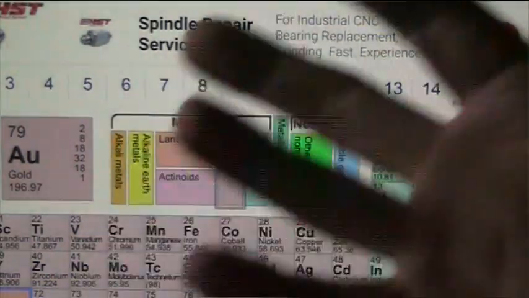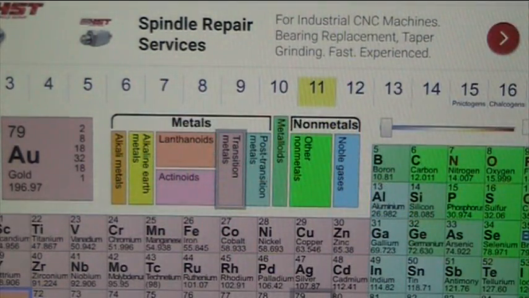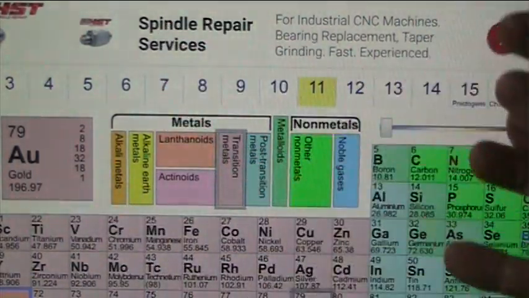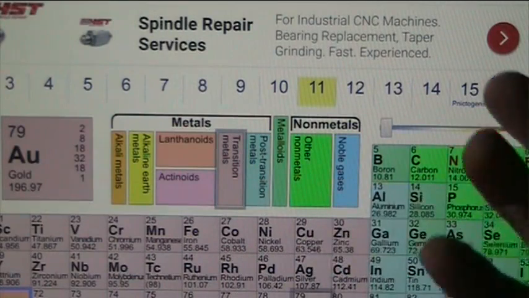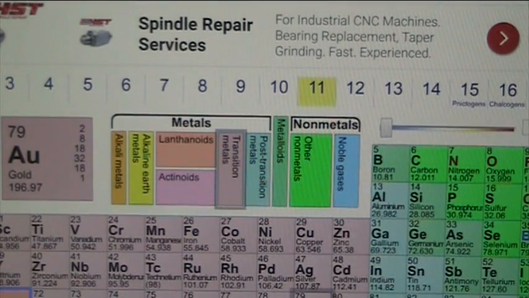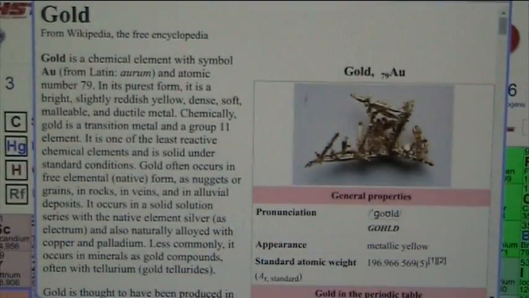And what happens to that? It means they become more and more stable to a certain point, and then they get into uranium and all that, and they become unstable. But these become more and more heavy and dense and solid as they grow in their atomic structure, more and more mass. So let's go up to gold, and gold is 79.